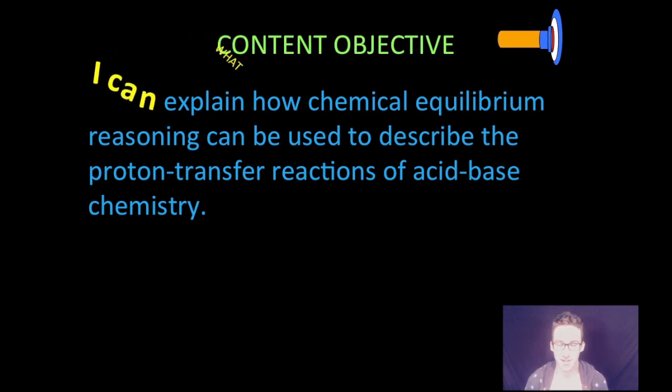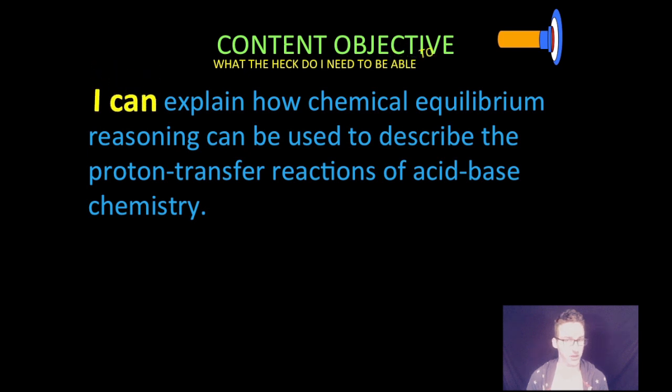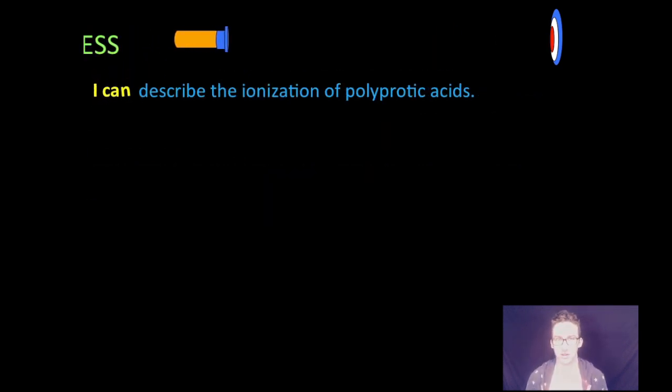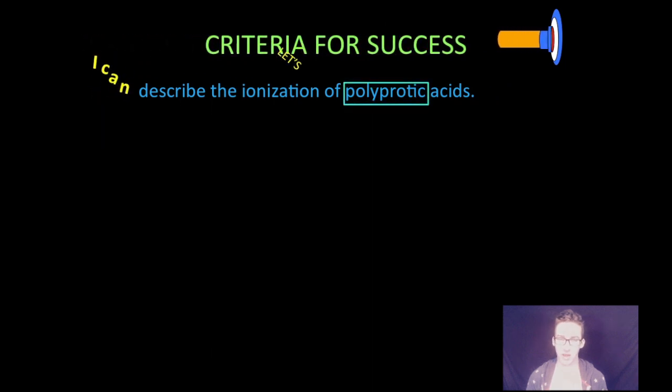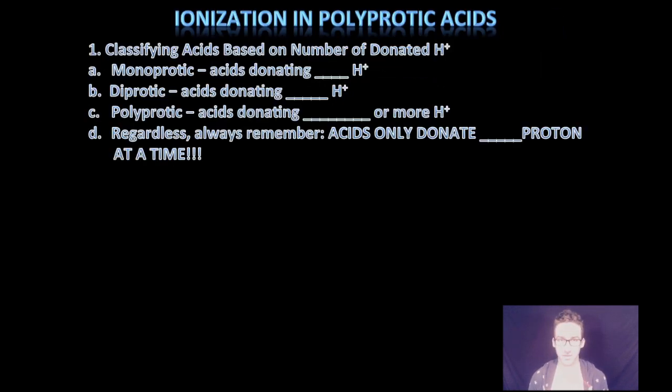All right, today it's going to be a short and sweet one. We're going to finish up here talking about how chemical equilibrium can be used to describe the proton transfer reactions of acid-base chemistry. This video is going to be short and sweet. We're just going to describe very quickly the ionization of polyprotic acids, or those acids that can donate more than one proton or hydrogen ion.